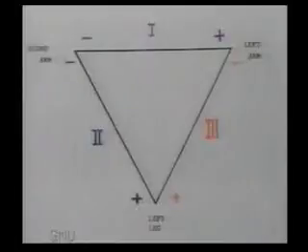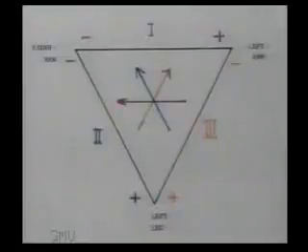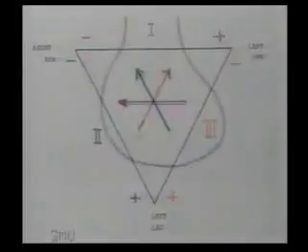This is the Einthoven's triangle showing positive terminal of each lead. So lead 1 is directed from the left arm to the right arm. Lead 2 is directed from the left leg to the right arm, and lead 3 is directed from left leg to left arm. Now the directions of each lead are depicted: red arrow for lead 1, blue arrow for lead 2 and orange for lead 3.